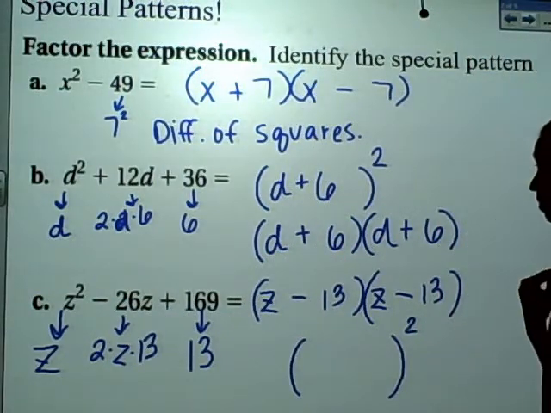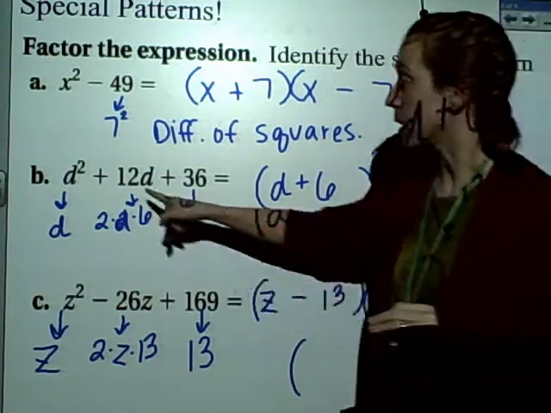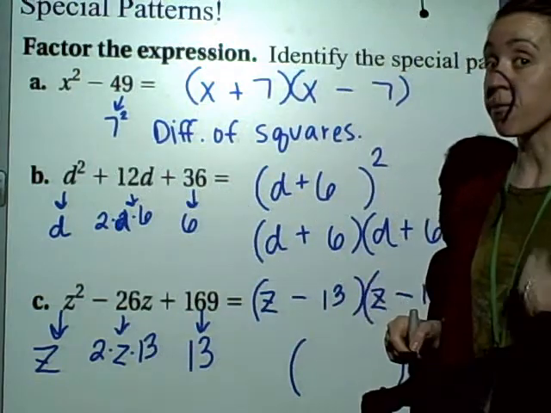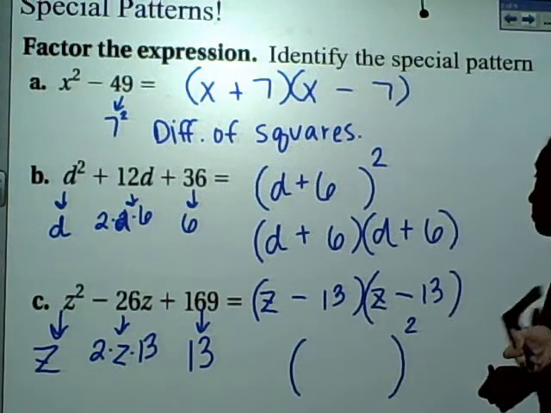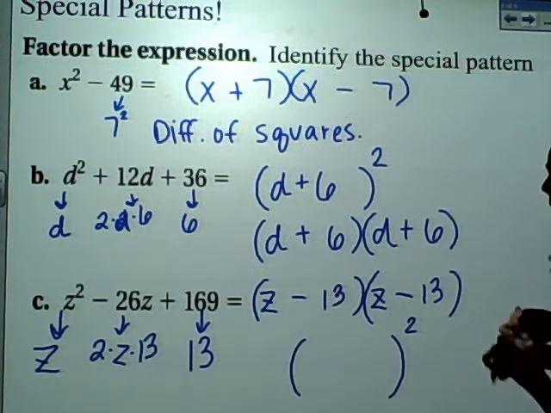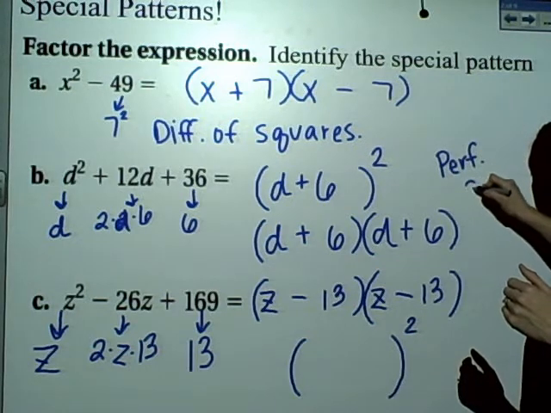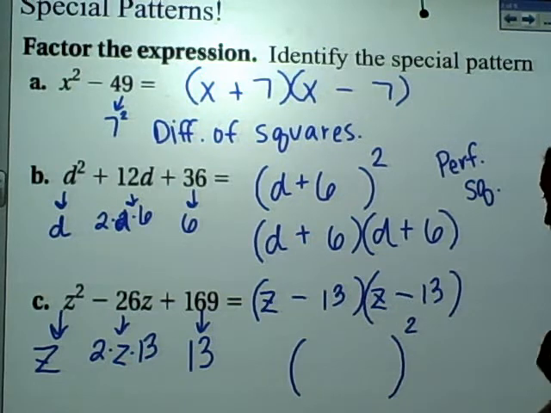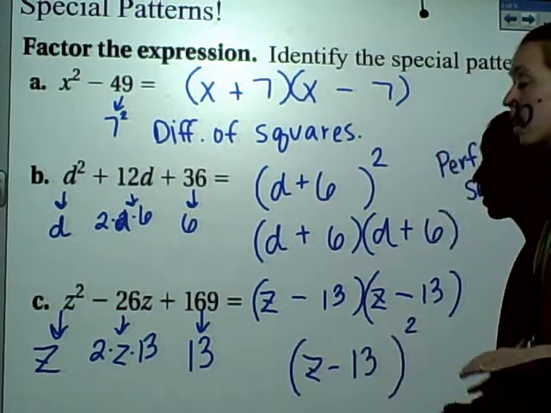Okay? So in order for it to be a perfect square, you either need to have plus plus or minus plus. And then for a difference of squares, it's got to be a minus. Does not work if it's a plus. You get imaginary numbers, and we're not ready for that yet. Okay, so we're going to say this is a perfect square. And then again, z minus 13s are the same, so I can rewrite it into z minus 13 squared.